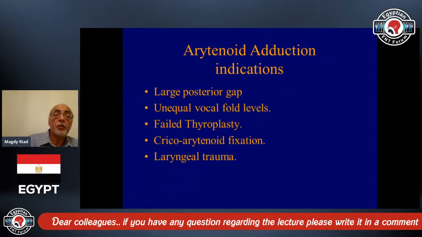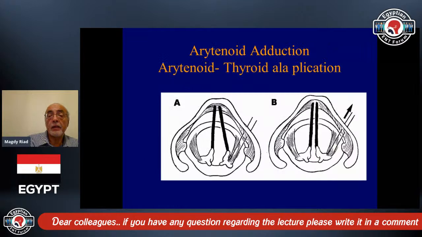So arytenoid adduction is when you have a large posterior gap or the levels of the vocal cords are not equal. You've tried thyroplasty type 1 and it didn't prevent the aspiration. Or if you have a cricoarytenoid that's fixed, it's not moving, or after extensive laryngeal trauma. And the idea is simple: if you can move the muscular process of the arytenoid forward and laterally, then you move the arytenoid in such a way as to bring the maximum possible adduction of the vocal cord. The vocal cord attached to the vocal process would move in there.